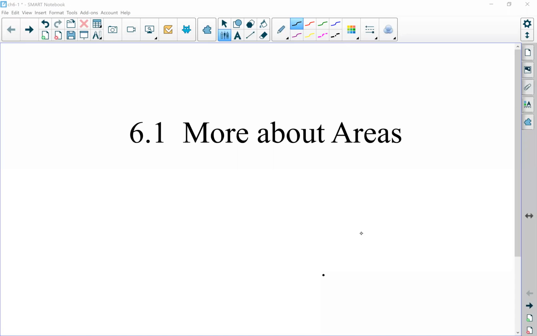So we're going to talk today about areas again, and the idea of an integral being the area. To this point, we've talked about it as being an area between a curve and the x-axis. So we're going to introduce something a little different. Now we're going to talk about finding the area between two functions, between two graphs.